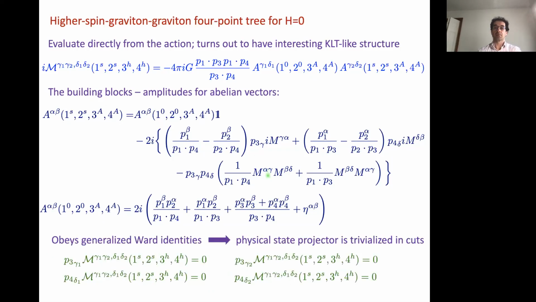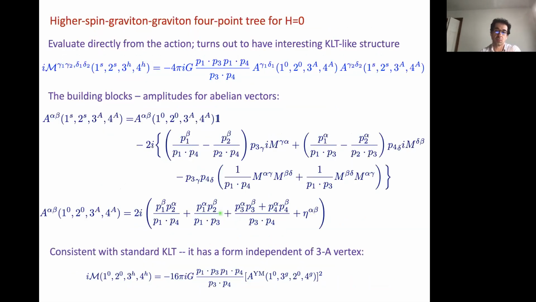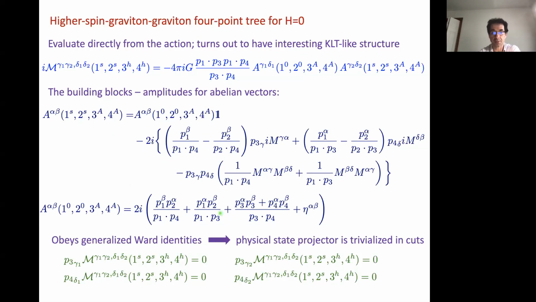This amplitude also has a neat feature that it obeys generalized Ward identities, meaning that it's transverse with respect to the graviton momenta without requiring that the other graviton polarization tensor is transverse. This makes calculation of unitarity cuts quite easy because it trivializes the physical state projector that needs to be inserted here in the cut. It basically turns each physical state projector into the numerator of the de Donder gauge propagator.